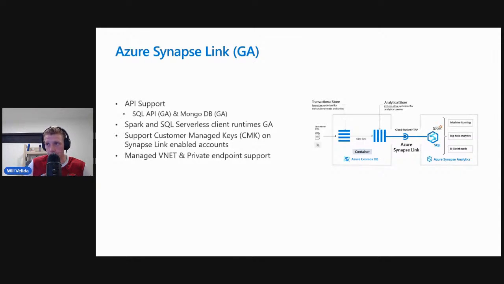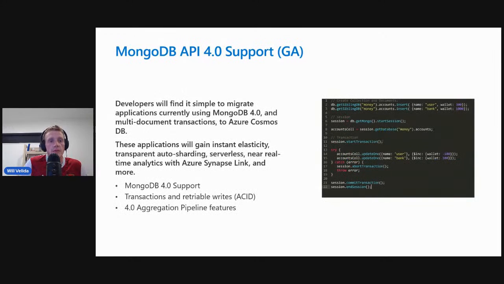But essentially, what Azure Synapse Link does, there's this idea of an analytical store. So it's a column optimized store that's really optimized for those analytical queries. So you can actually run queries within Azure Synapse on your data in Cosmos DB without affecting your transactional workload performance. So it's a bit of a game changer. There's also support for MongoDB API 4.0. Before that, I believe only 3.2 and 3.6 was supported, but now there's support for 4.0.